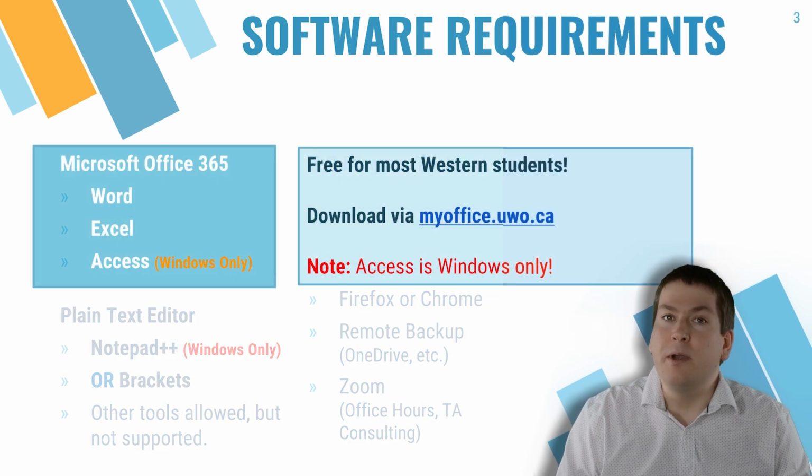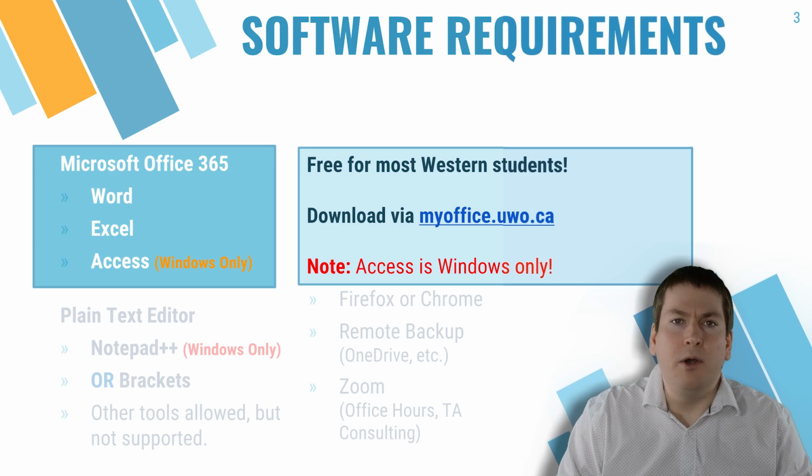The first one is Microsoft Office. Many of you will probably already have this installed on your own home computers, but it's important to make sure that we have these three main programs: Word, Excel, and Access. Access is probably the one that you might be a bit iffy about. But don't worry, all of this software is available for free to Western students, and you can download that by going to myoffice.uwo.ca. But it is important to note that Access is only available for the Windows operating system.